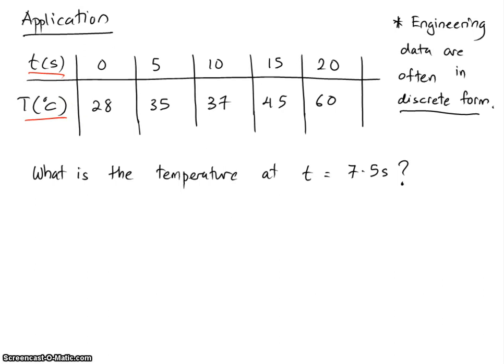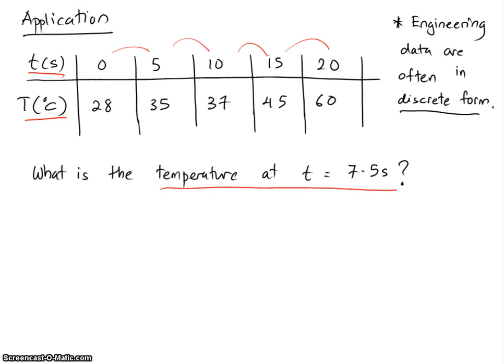So the question now comes to this. You have time at every interval of 5 seconds. Say for whatever reason you're interested to know the temperature at 7.5 seconds. How can you recover, or how can you estimate the temperature at 7.5 seconds using the data that you have over here?